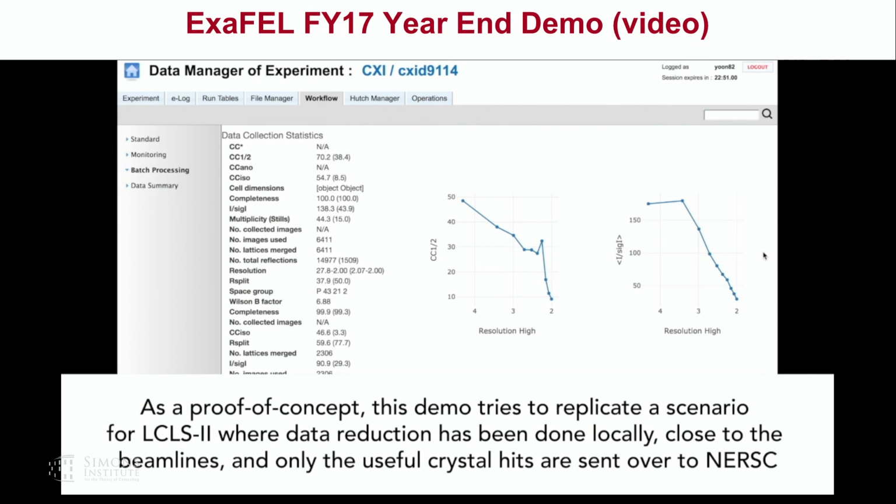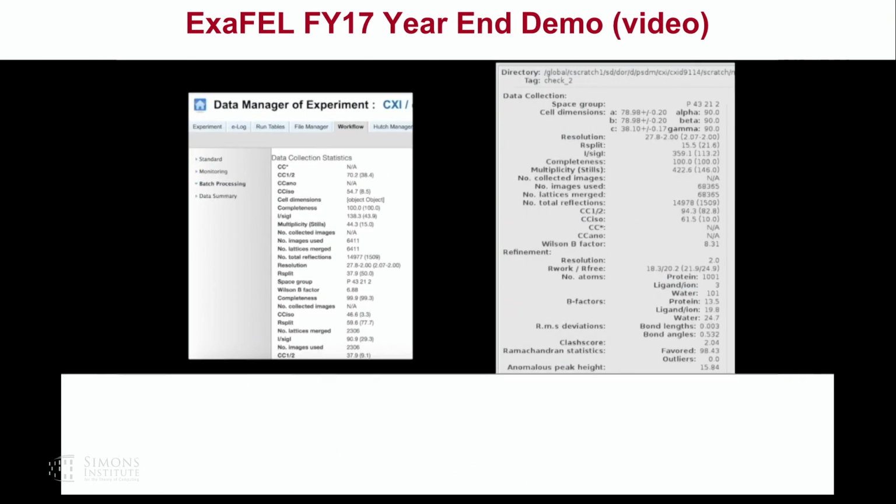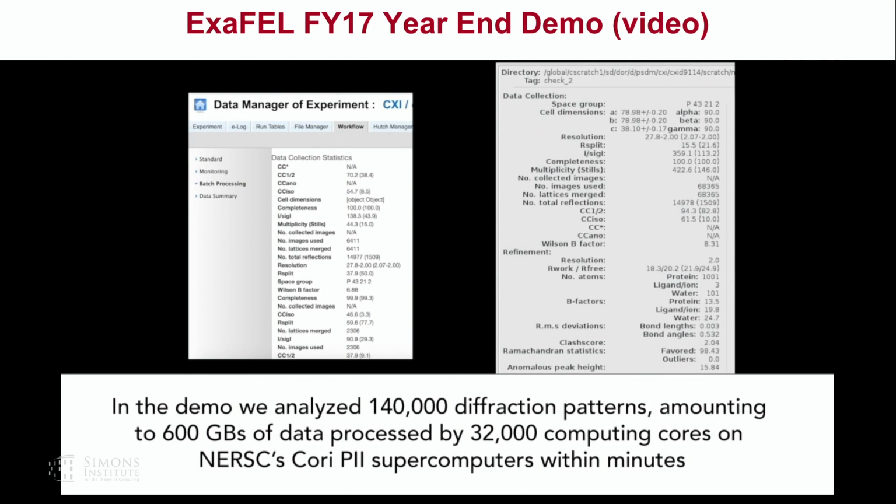As a proof of concept, this demo tries to replicate a scenario for LCLS-II, where data reduction has been done locally, close to the beam lines, and only the useful crystal hits are sent over to NERSC. In the demo, we analyzed 140,000 diffraction patterns, amounting to 600 gigabytes of data, processed by 32,000 computing cores on NERSC's Cori P2 supercomputers within minutes.